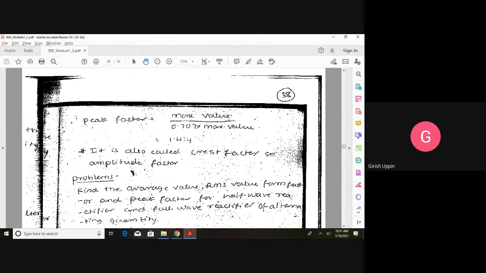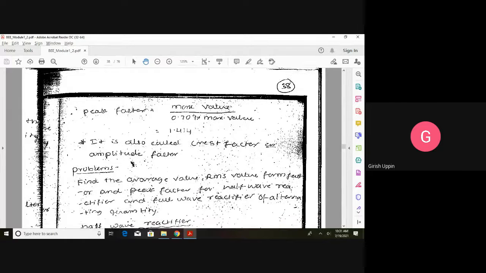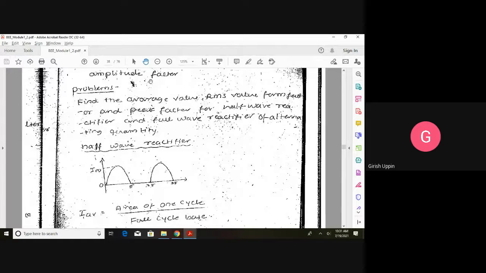In the exam, they might give you other kinds of waveforms, and they might ask you to find the average value, RMS value, form factor, and peak factor. We will see one example here. Now, we are taking a half wave rectifier. They have given this waveform. In the exam, they might give some other waveform. Find the average value, RMS value, form factor, and peak factor of half wave rectifier and full wave rectifier of an alternating quantity. So we will do it for the half wave rectifier.